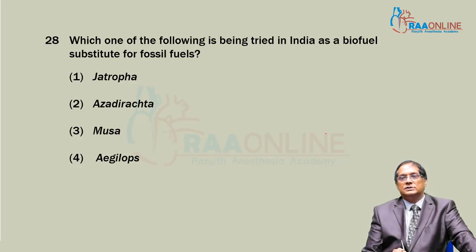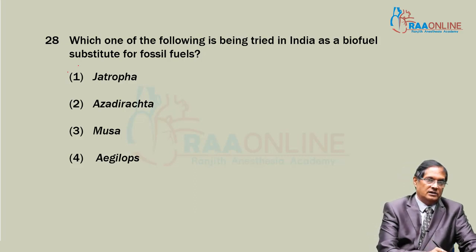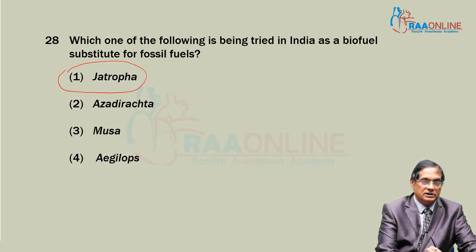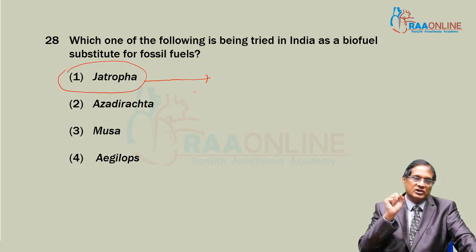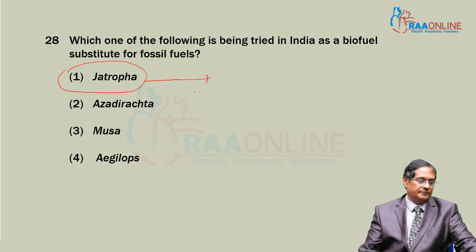Which one of the following is being tried in India as a biofuel substitute? That is jatropha. Jatropha contains resins, and they have properties like the complex hydrocarbons found in petrol. So the jatropha plant is used for its seeds. The oil is extracted from the seeds of jatropha and behaves like biodiesel.